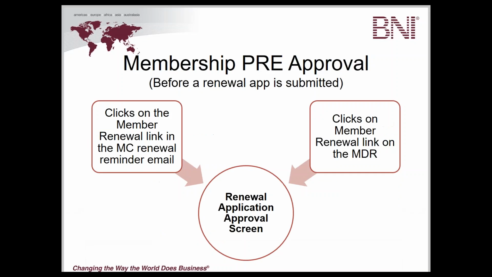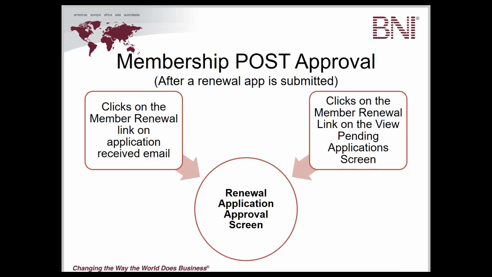All right, so let me go back to this PowerPoint. So again, that was the pre-approval process. Let's take a look at the post-approval process. What a post-approval process is, that member has already submitted an application, and now we just need to go in and say, yes, we approve, or no, we decline this renewal. So there's two opportunities to do that as well.